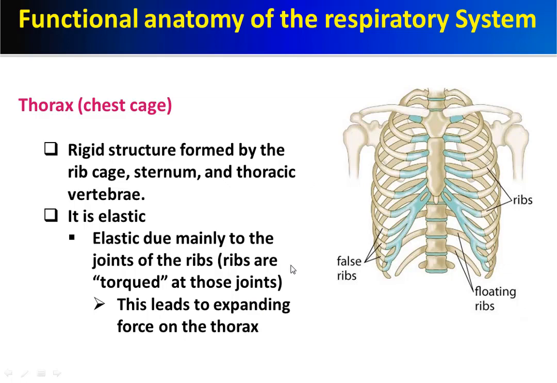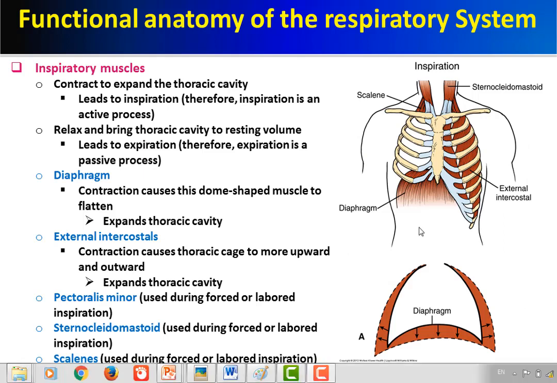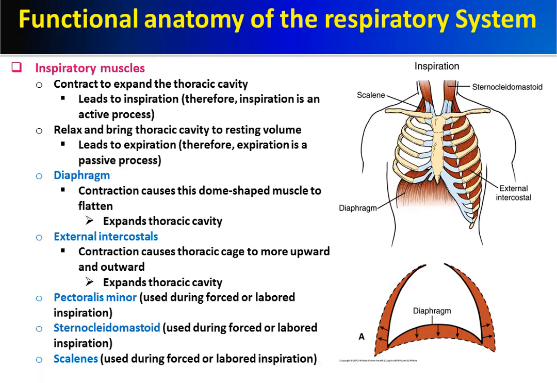So the chest cage tends to move out, because the ribs need to resist this twisting in their attachment between the sternum anteriorly and the thoracic vertebrae posteriorly. Now let's move on and describe the muscles of breathing.